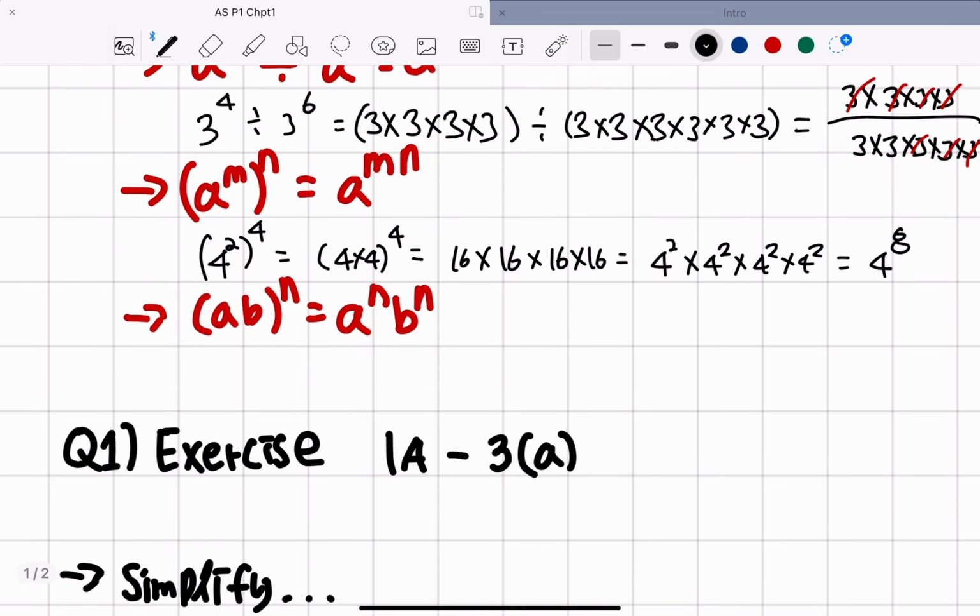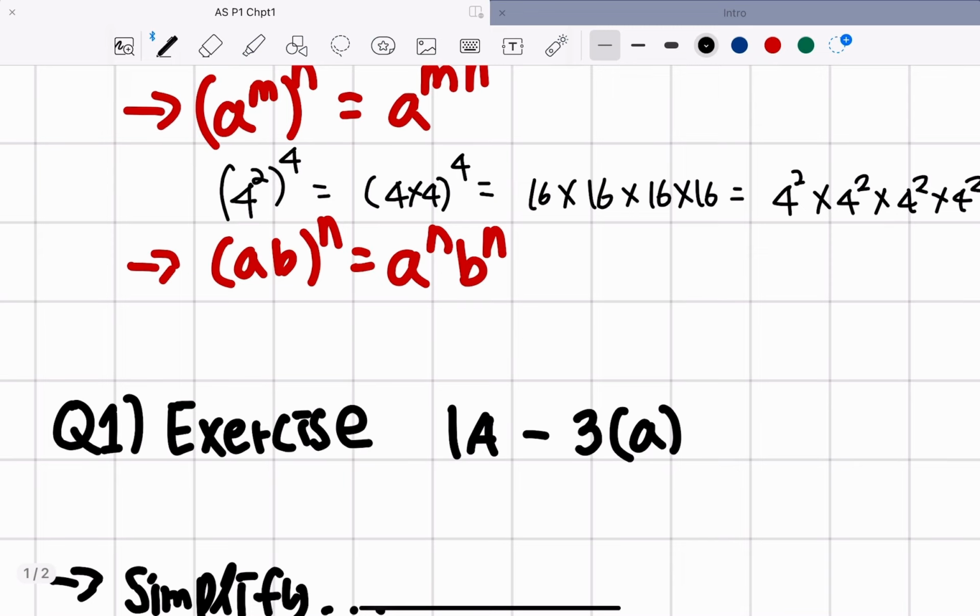And the last one, a times b to the power of n equals a to the power of n times b to the power of n. And we can also prove this one. Let's say a equals 2, b equals 3, and n equals 5.